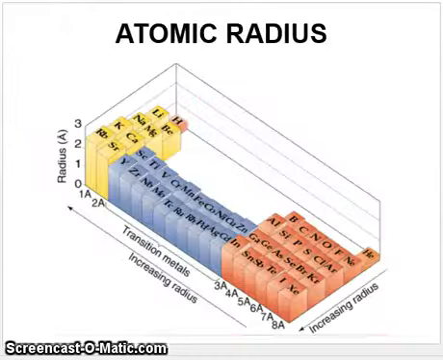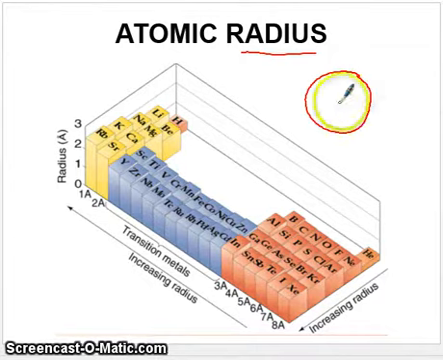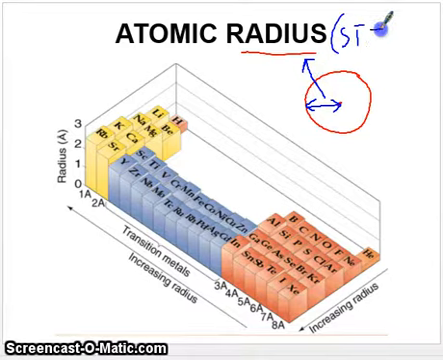The last trend we'll talk about in this lesson is atomic radius. Now the word radius refers to the size of the atom. So by radius we mean the distance from the nucleus to the outside. So this is what we mean by radius. Essentially what you're looking at here is the size of the atom. So you can say size and radius are synonymous in this case.